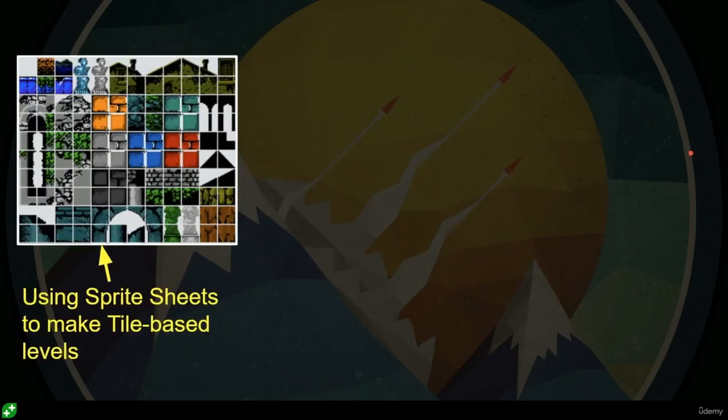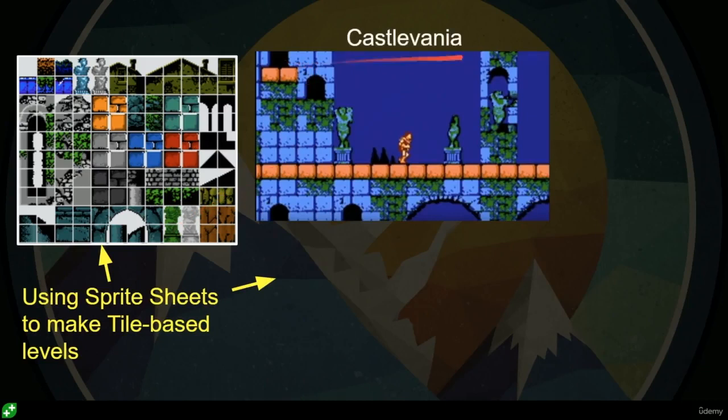So one of the cool things in this section of the course is we'll be using sprite sheets to make tile-based levels. What is a sprite sheet? Well, it's one image. You can see here, this is just one image that has a whole bunch of these little tiles that we can use kind of like Lego blocks to build out our levels. So this is a brick, these are different sort of bricks, this is an archway, and we combine those together to make something that looks like this.